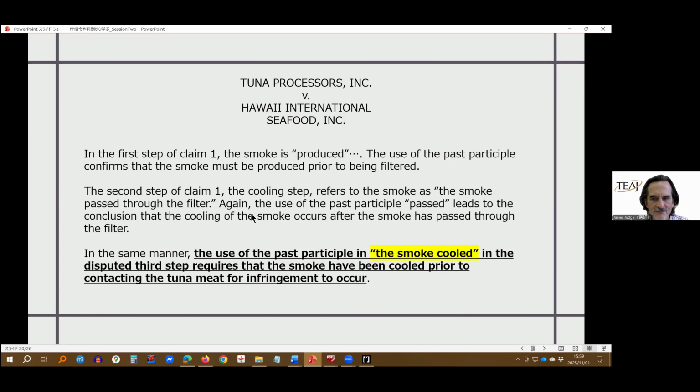And then the smoke is passed through a filter. And again, the past participle means that it occurs before the next step, which is cooling. And then finally, the use of the past participle in the smoke cooled, and that was the disputed step, requires that the smoke have been cooled.